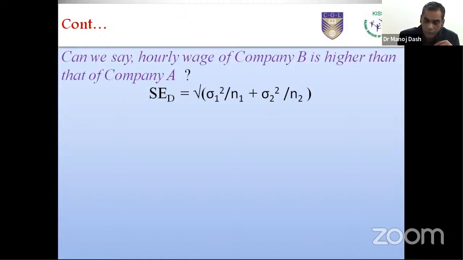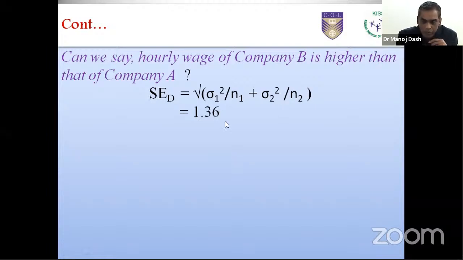That is what we are intended to do in this question. Now, what is the standard error of difference? If all the values are given, sigma 1, n1, sigma 2, n2, simply put all the values, take the root over, and you will find the standard error of difference is coming 1.36.